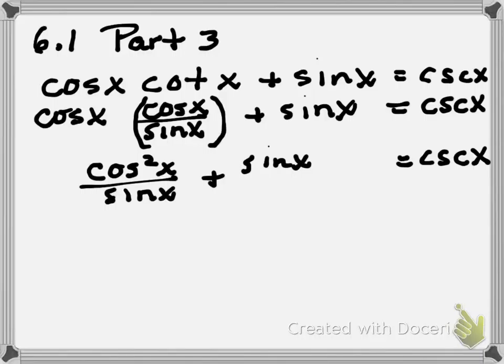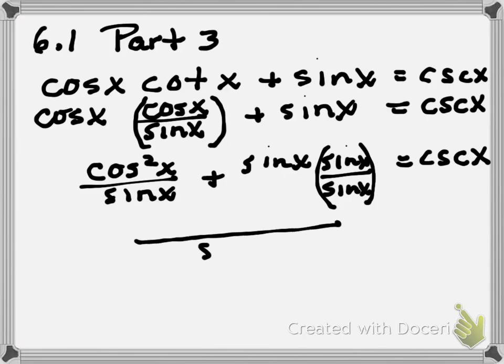So I need to multiply the numerator and denominator of the second part of this expression by sine x over sine x. That gives me a common denominator of sine x. The numerator of the first fraction is cosine squared x. The numerator of the second fraction is sine squared x.